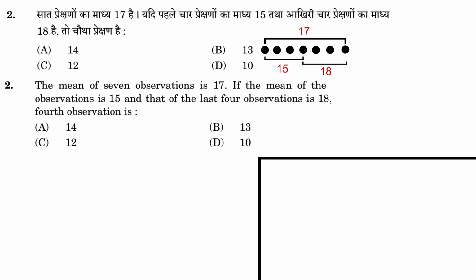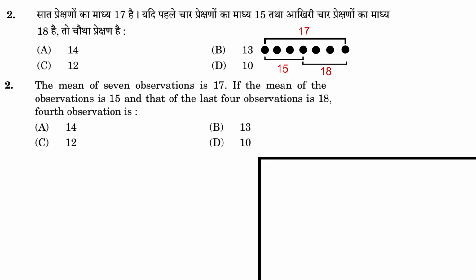It's all 7 observations and the associated mean values of them. So we've got 7 observations. We know the mean of all 7 is 17, so that's why 17 covers all of them. We know that the mean of the first 4 observations is 15 and of the last 4 is 18. And you can see they kind of overlap.